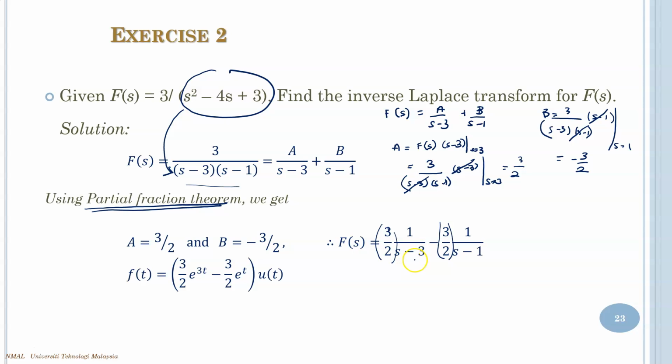From the table you find that you can use the pair of exponent negative at ut, and when you perform the Laplace transform it is 1 divided by s plus a. So use this to find a here. For the first one, a should be negative 3, the second one should be negative 1. So you put in the value: exponent 3t, and this one is exponent t, multiplied by ut. So this is the answer for exercise 2.